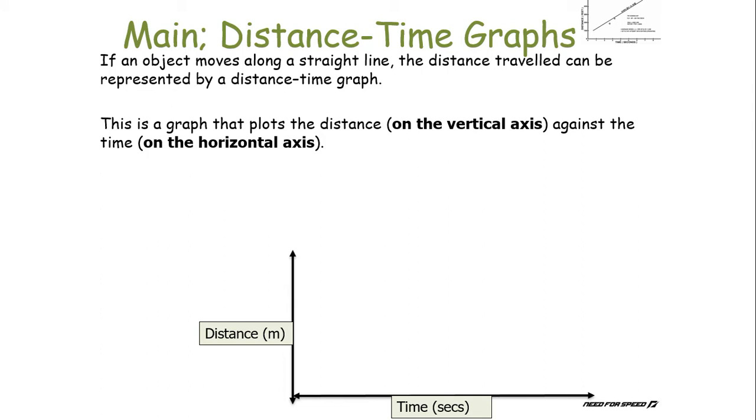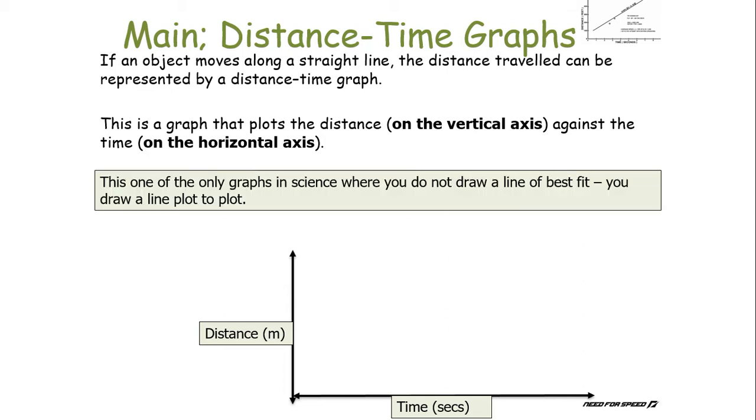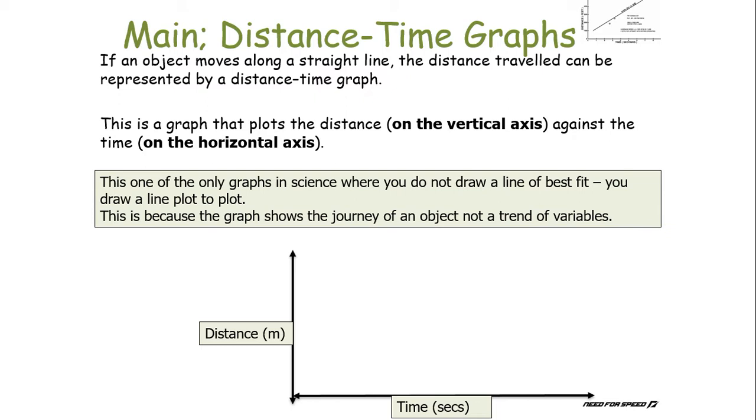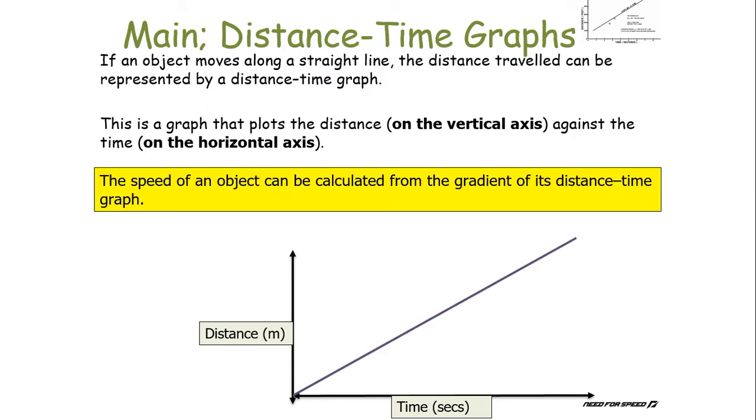Now if an object moves along in a straight line, the distance travelled can be represented by a distance time graph, which is a graph that plots distance on the vertical axis against time taken on the horizontal axis. Now it's one of the only graphs in science where you don't draw a line of best fit, you draw plot to plot, because you're looking at the journey of an object, not trying to measure the trend of variables.